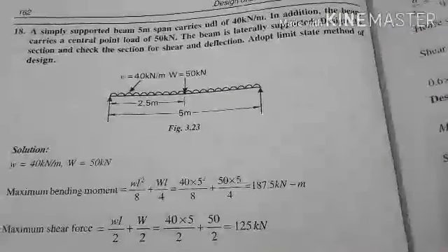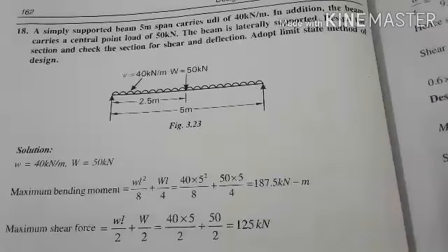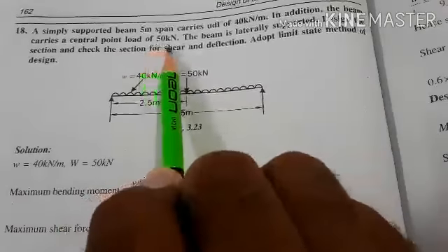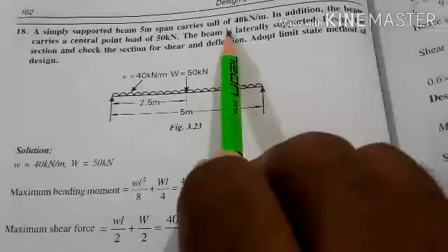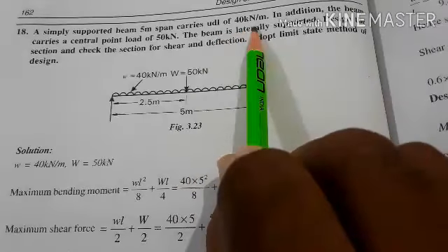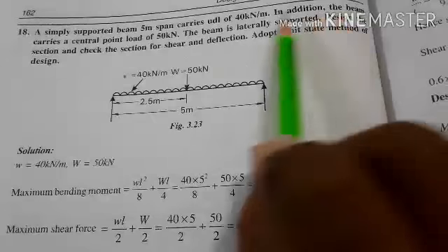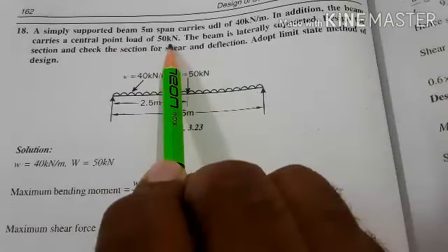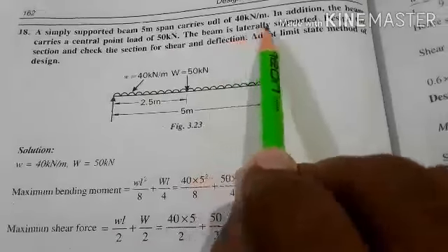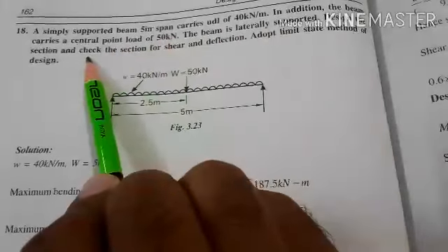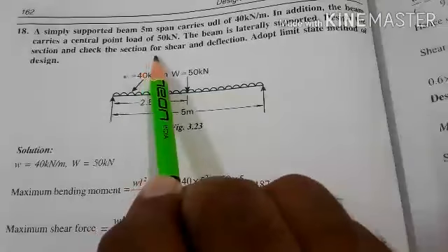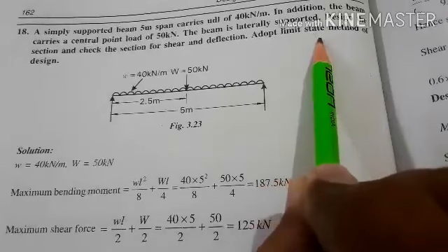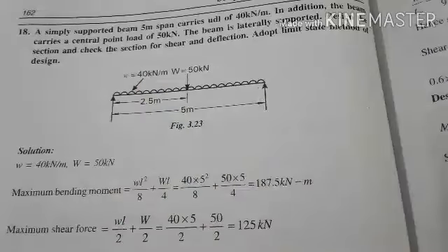We'll take one more design example, that is a simply supported beam, 5 meter span, carries a UDL of 40 kN per meter. In addition, the beam carries a central point load of 50 kN. The beam is laterally supported. Design the section and check the section for shear and deflection. Adopt limit state method of design.